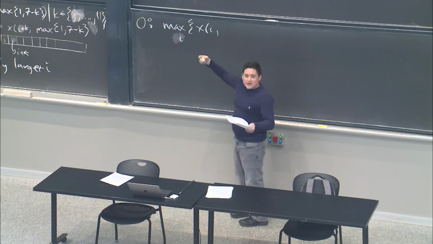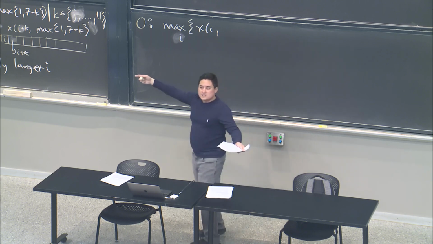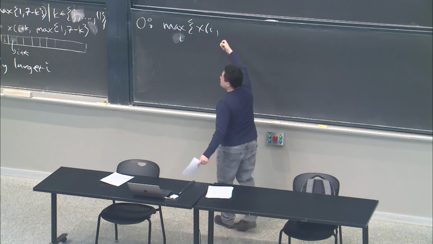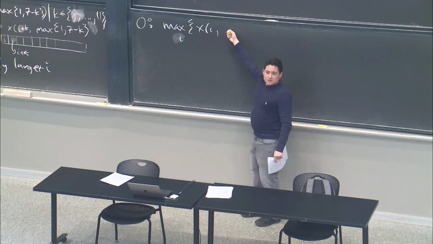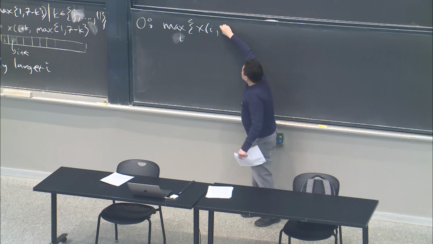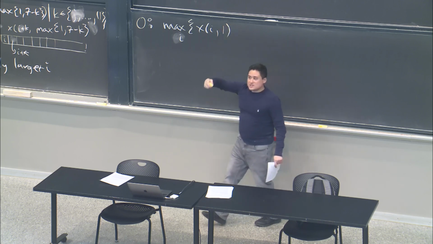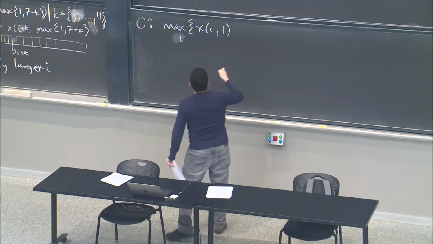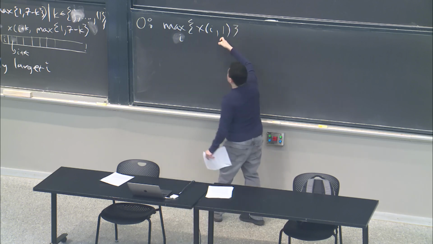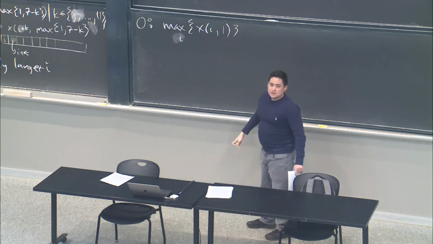The first one, I'm not restricted on what I choose next. So what's the most permissive version of j? 1, right? I'm allowed to take the next day. So if I just take the max over all of these subproblems, I'll get the solution.